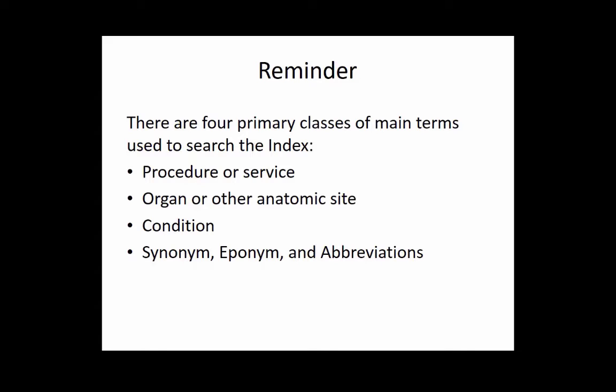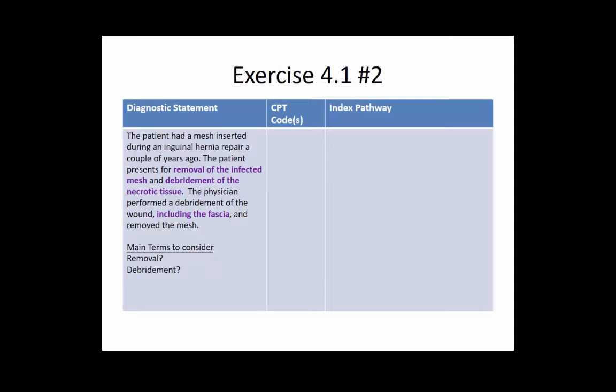There are 4 primary classes of main terms that you should be familiar with by now. You are looking up the procedure or the service, the organ or the anatomic site, the condition, and the use of a synonym, eponym, or abbreviation. So let's get started on exercise 4.1, number 2.